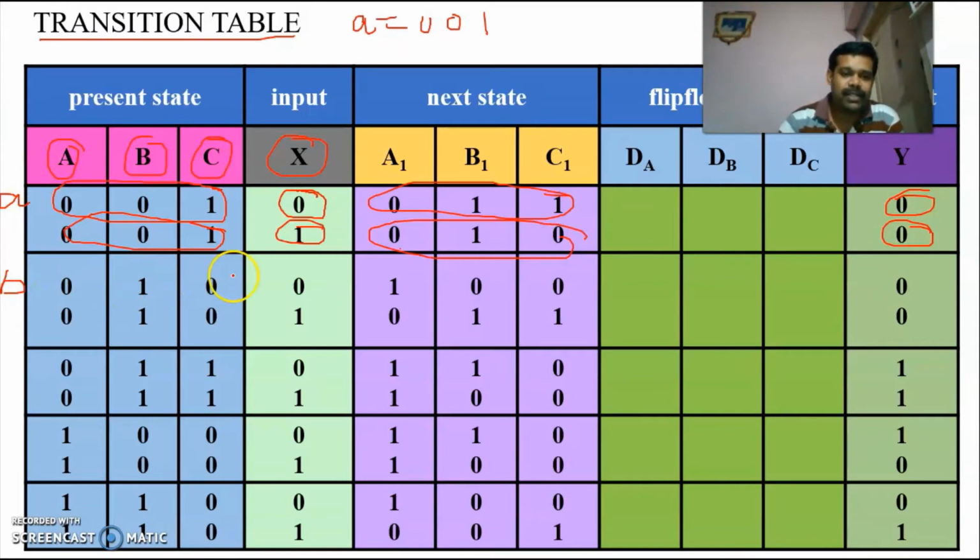B value is 0 1 0. When you are having 0 1 0 and providing x equal to 0, it is going to D. D value is 1 0 0. At that time, the output is 0.